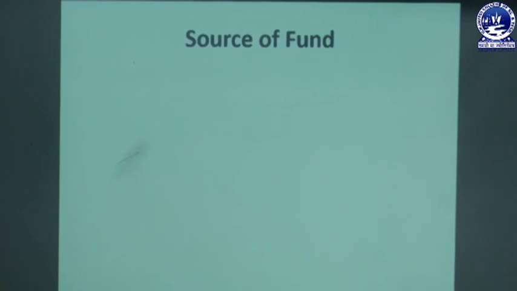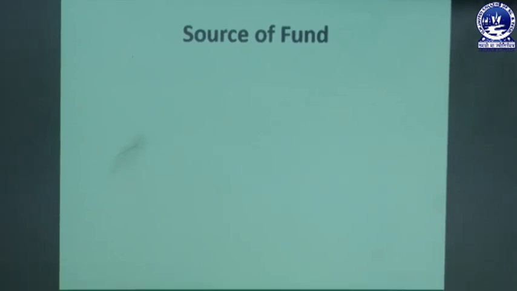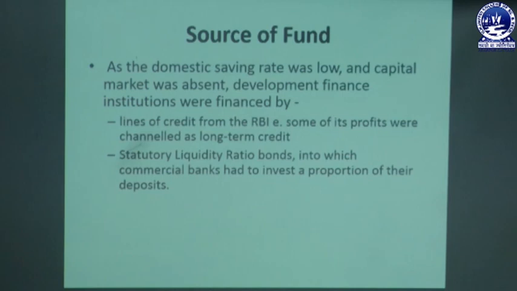Now, what are the sources of funds of these developmental banks? Let's discuss. As the domestic saving rate was low and the capital market was absent, development financial institutions were financed by lines of credit from the RBI, that is, some of its profits were channeled as long term credit, and by statutory liquidity ratio bonds, into which commercial banks had to invest a portion of their deposits.